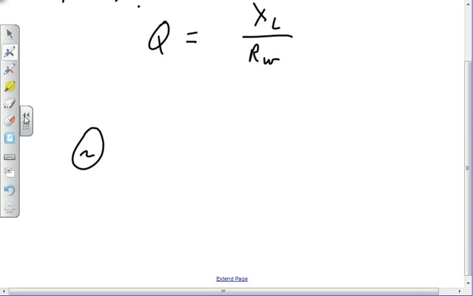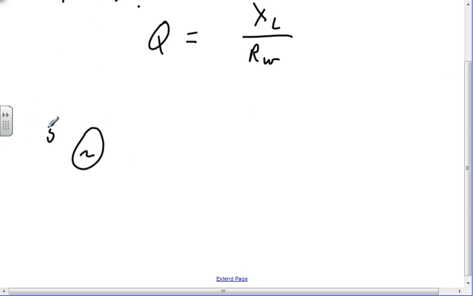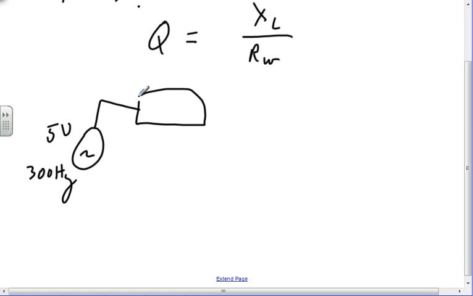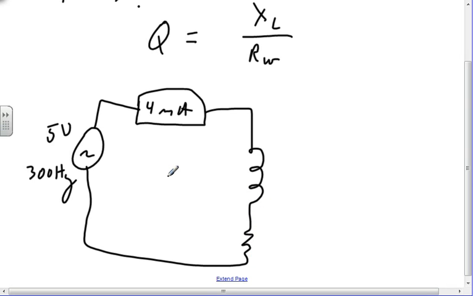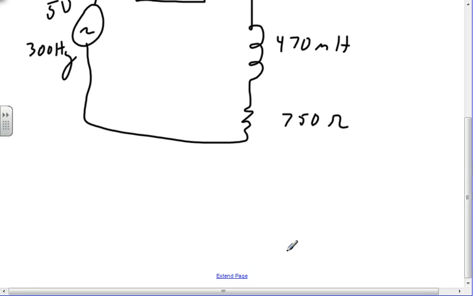Okay, so we've got 5 volts, 300 hertz, and we've got 4 milliamps, and this guy's in series, so it should be duck soup, right? Except up here in the dark, it's kind of hard to see. 470 millihenry, 750 ohms. Okay.